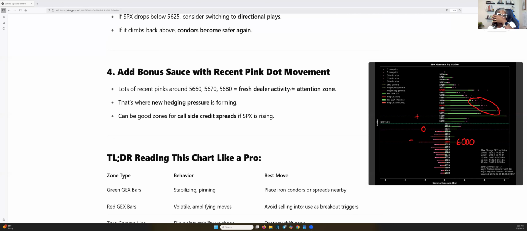Fresh dealer activity, which is the attention zone, lets you know that they're starting to get some attention up in that green area. This is where new hedging pressure was forming, and can be good zones for call side credit spreads, because now there's people hanging out in that area. You can look at your call credit spreads up there.